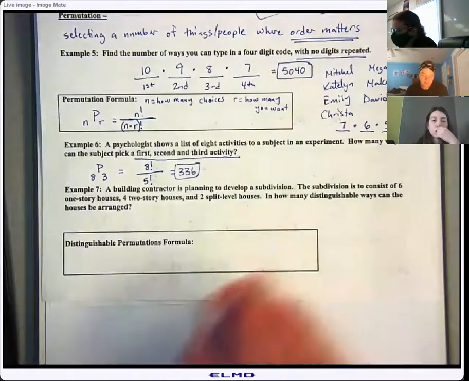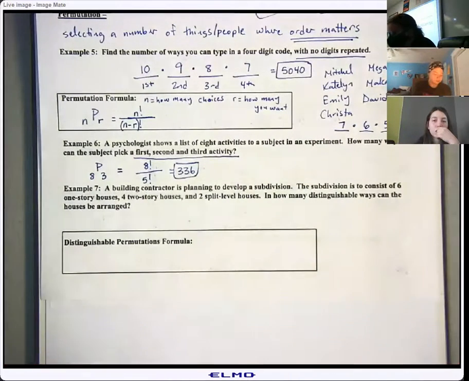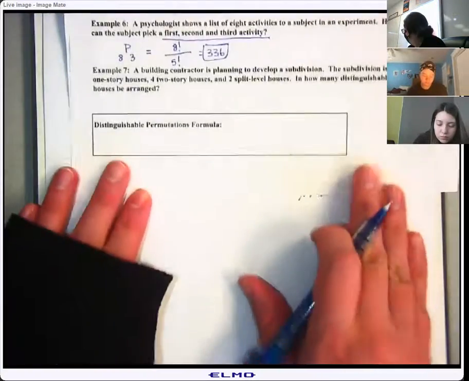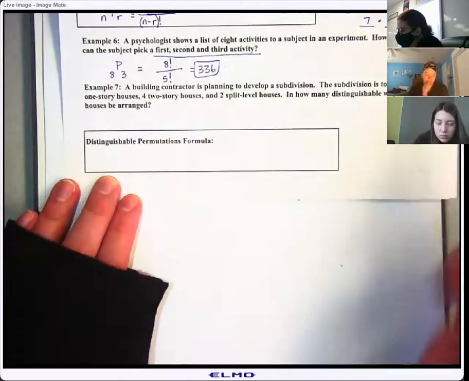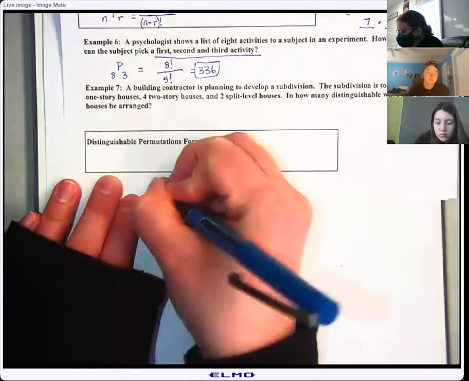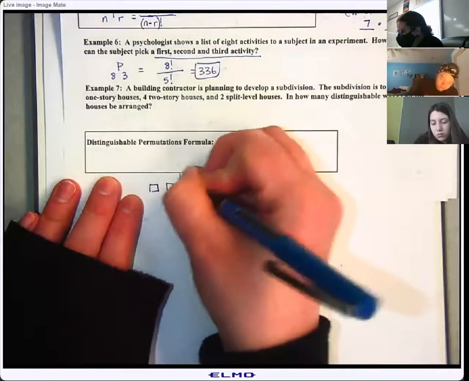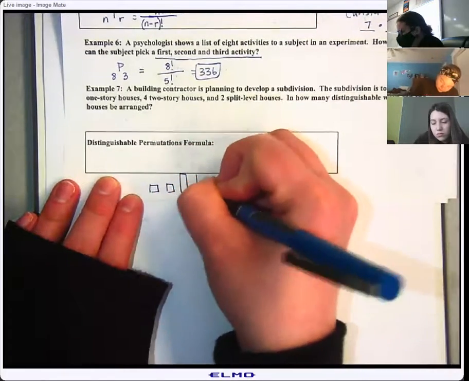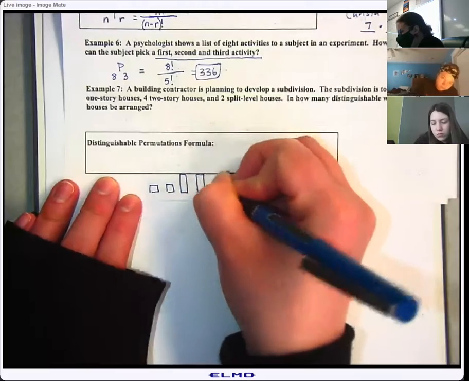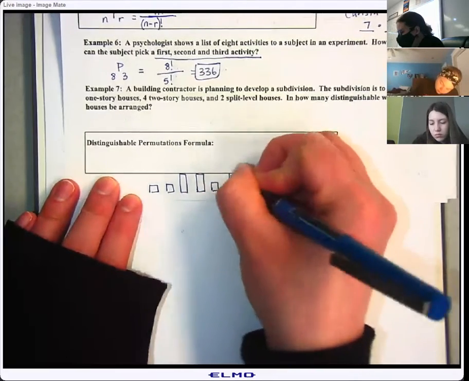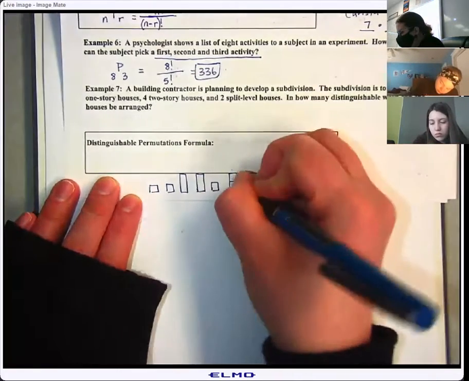Okay, now these are a little harder. These are called distinguishable permutations. A building contractor is planning to develop a subdivision. The subdivision is to consist of 6 one-story houses, 4 two-story houses, and 2 split-level houses. Okay, so they want to have 6 one-story houses. We need 4 two-story houses. I'm just drawing a possible thing. So we got some split-level houses, what, 2 of them?